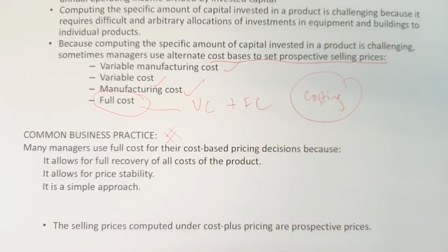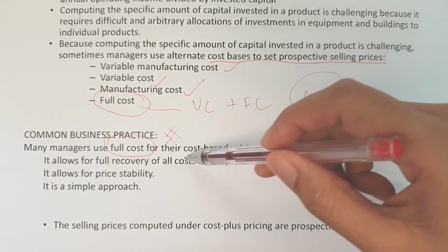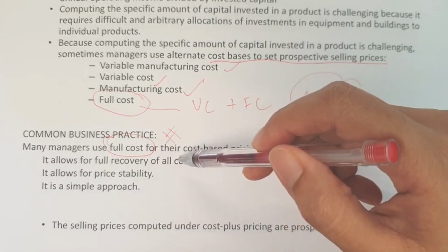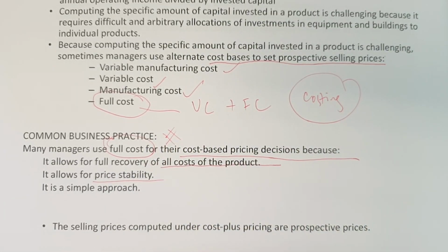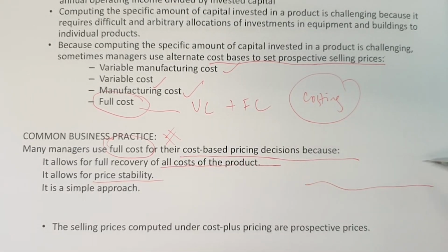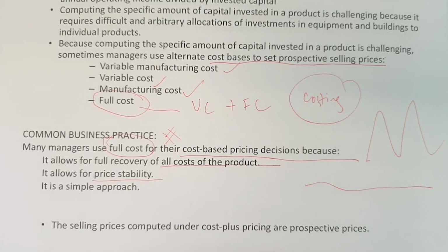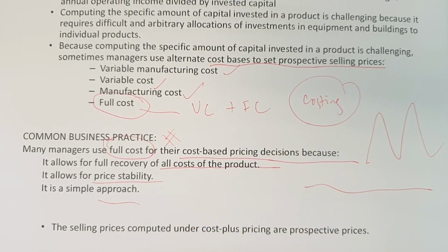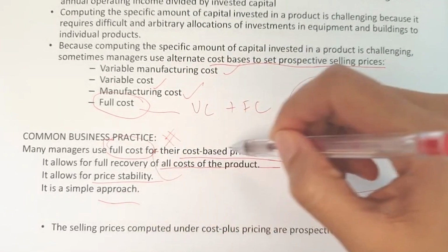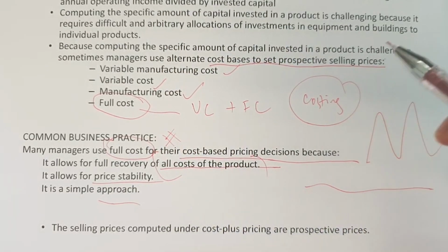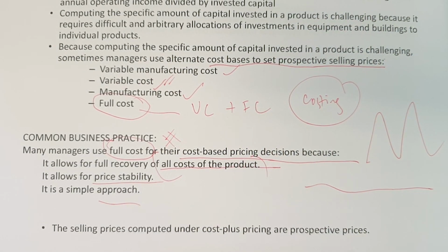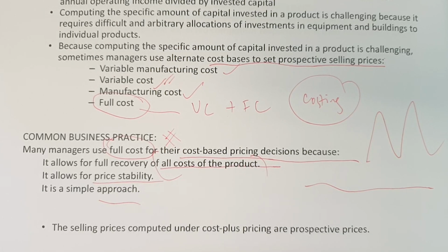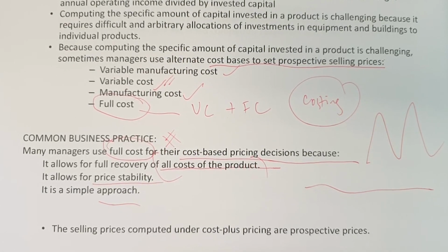It is a common business practice where managers use full cost for their cost-based decisions, because it allows for full recovery of all costs of the products. It allows for price stability, meaning the price that you set is quite stable. It's not sometimes high and sometimes low, so it is much more reasonable, and it is a simple approach and easy to understand, and it covers all of the related costs in the products. If, for example, you just consider variable cost, then it is not logical, because in the future production of the products, obviously there is also an element of fixed cost that you need to consider.